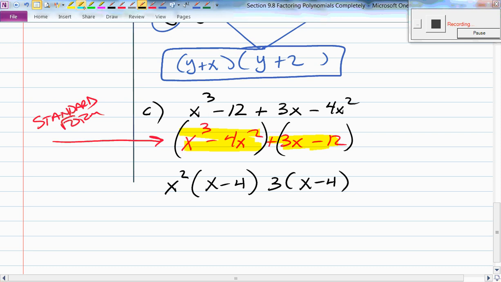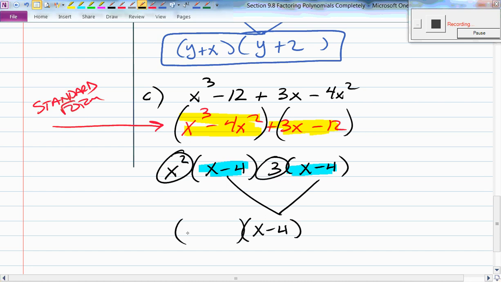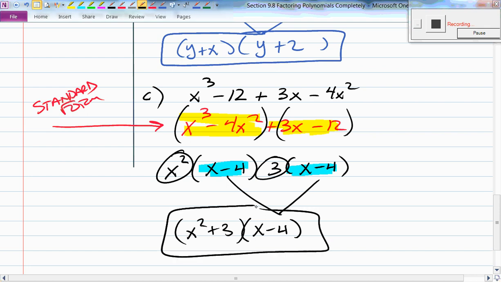Did we do it right? Did these match up? If they match up, what can we do then? Right. X minus 4. What's the other term that I have? X squared plus 3. So the answer should be x squared plus 3 times x minus 4. And then last one we're going to solve.